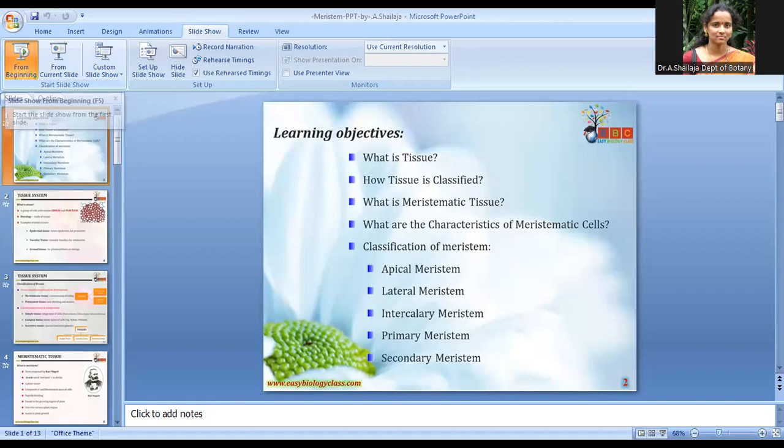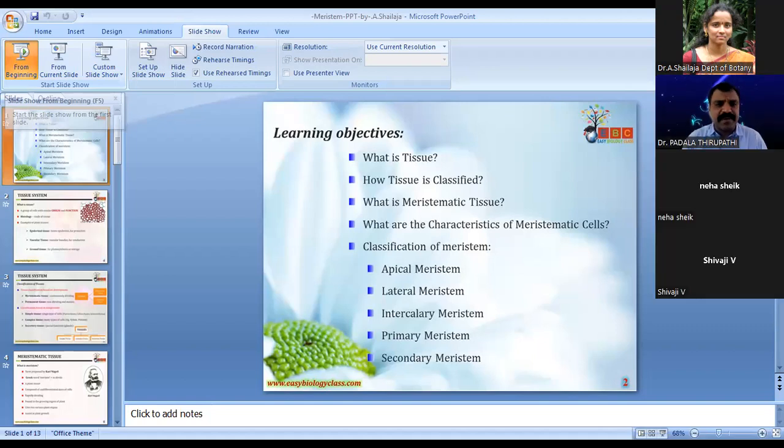Excuse me, madam, your slide is not movable. If possible, please move the slide. Sir, I am only giving the introduction. Okay, madam, please proceed. Okay, sir, thank you.